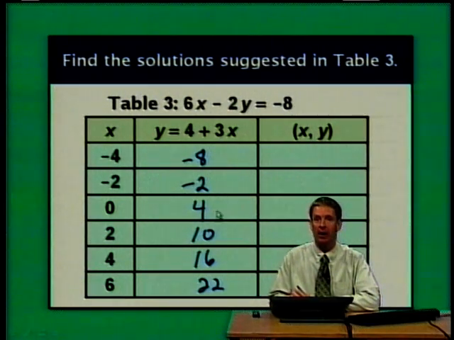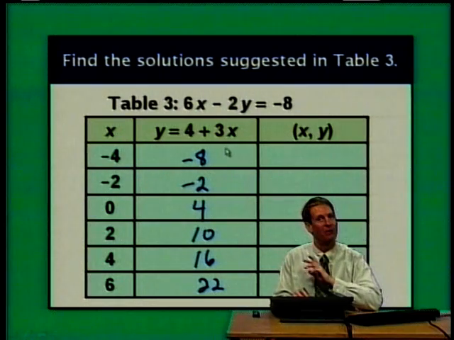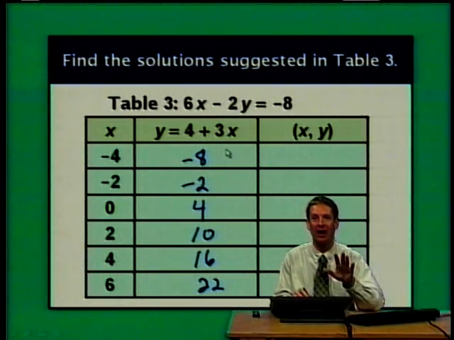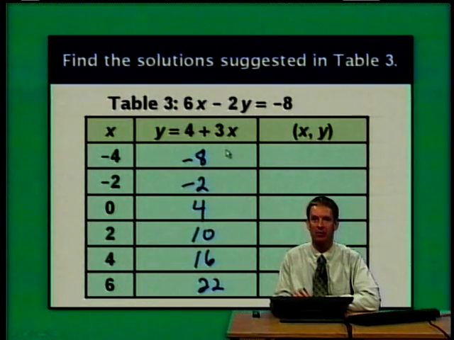And one more word about the pattern. Y was going up by 6. The change in y is 6 when the change in x is 2. 6 divided by 2 is the coefficient on x when we solved for y. That number is called the slope. And we're going to be talking about the slope a whole lot in future lessons. I'm just giving you a preview.